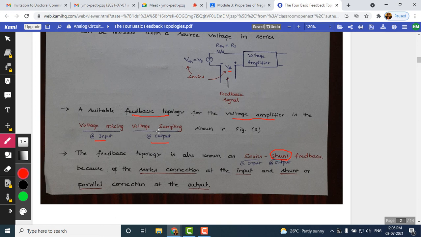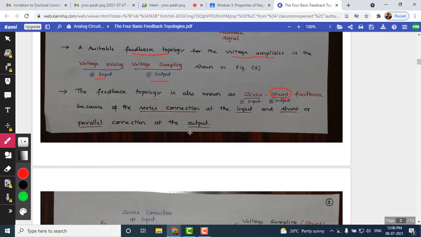Students have to be familiar with this type of alternative names. Instead of calling this an amplifier a voltage amplifier, we can also label it as a voltage mixing, voltage sampling amplifier. Another name given for this type of feedback amplifier is series shunt feedback amplifier. The voltage amplifier is also called a series shunt feedback amplifier.